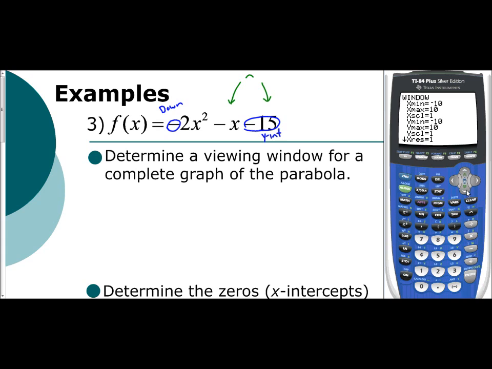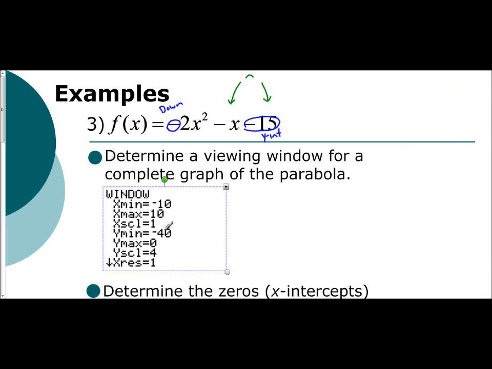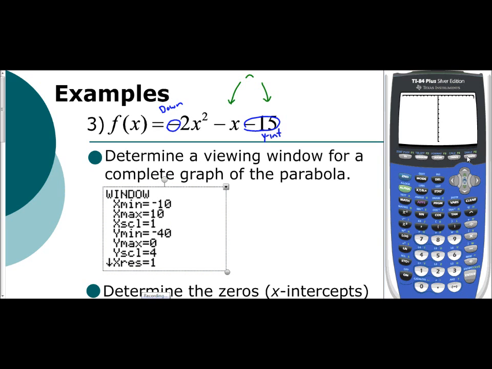For my window size, I can't see left or right right now, so I'm going to keep my x-min, x-max, and scale as is. I can't see anything on my y-min, so I'm going to drastically change this to -40. My y-max I'm going to make 0, because I don't need to go above it right now. You can leave it as 10 if you want. And I'm going to make my scale 4, that way I have 10 marks below the x-axis. This is my viewing window. I'm going to hit graph and see what happens.